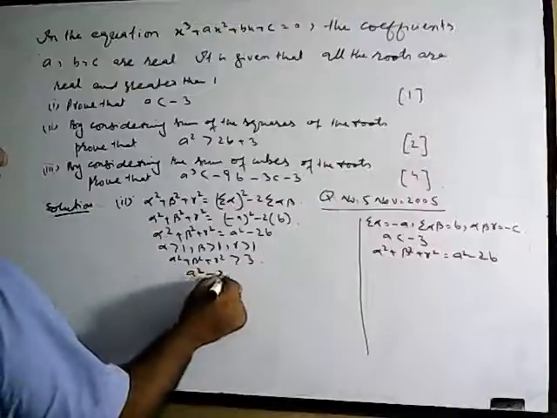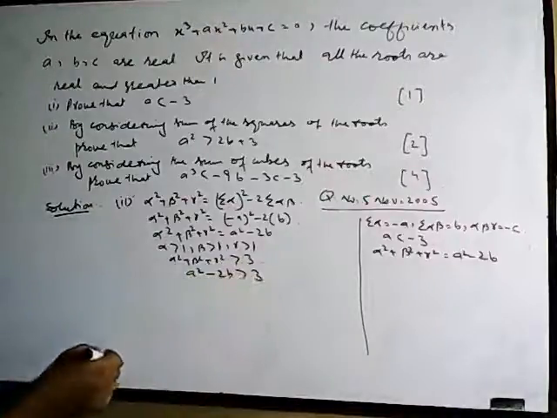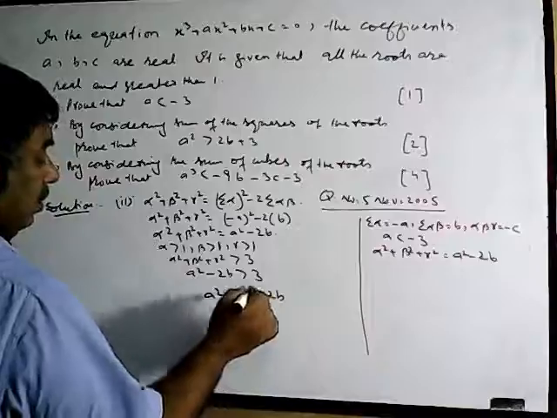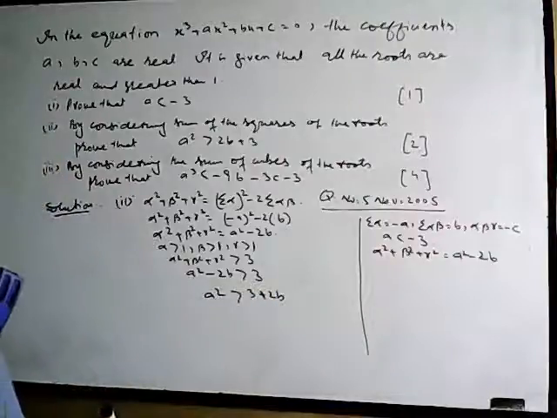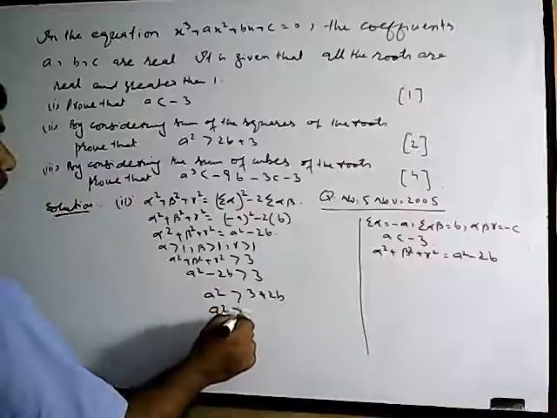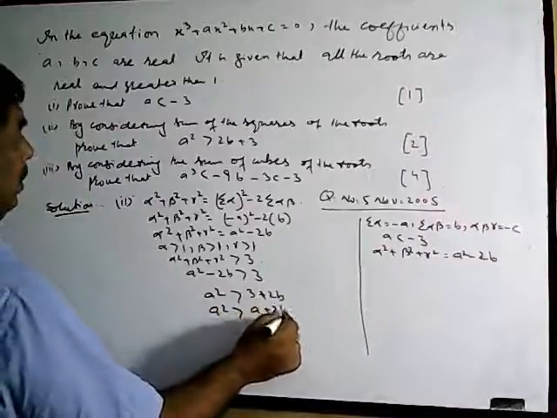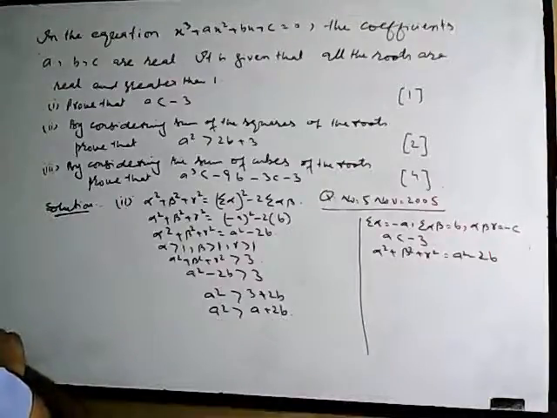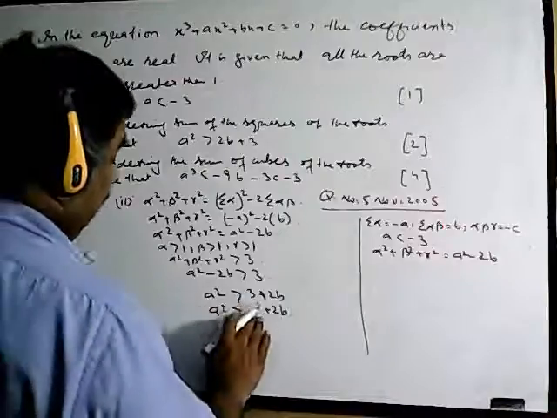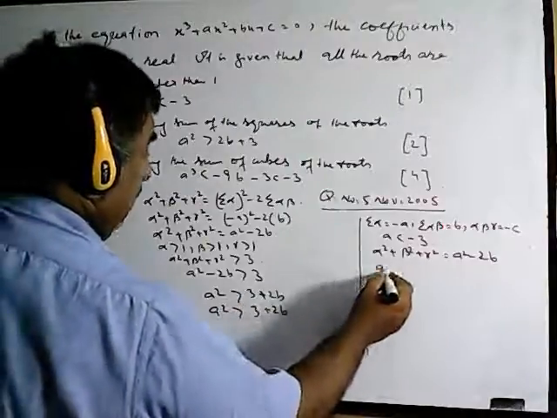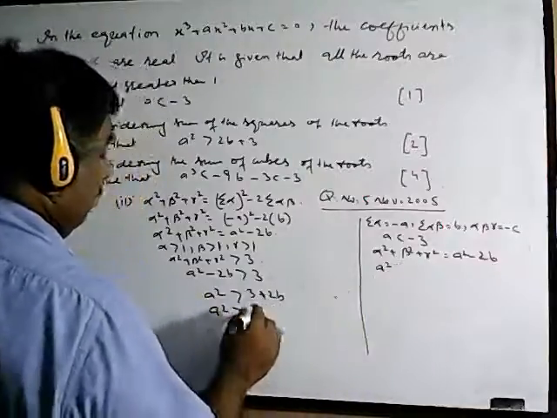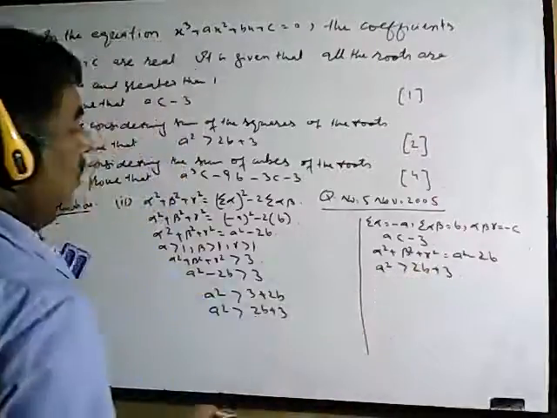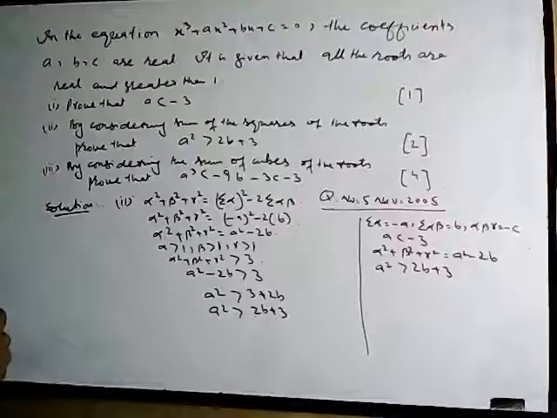So I can say a square minus 2b is greater than 3. If a square minus 2b is greater than 3, then a square is greater than 3 plus 2b. So we proved that a square is greater than 2b plus 3, whatever the order given, it's okay. A square is greater than 2b plus 3.